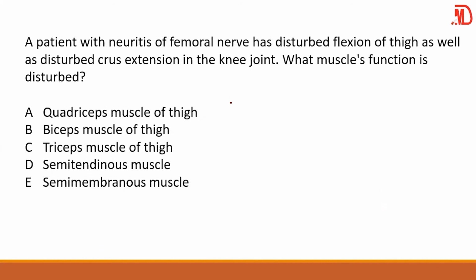A patient with neuritis of the femoral nerve, that means inflammation of the femoral nerve, has a disturbed flexion of the thigh as well as a disturbed extension in the knee joint. What muscle function is being disturbed? Over here we have the thigh, and also the knee joint. What group of muscles are responsible for these things? Literally what it means is that you cannot squat. Try squatting. You will see that your thigh and of course your knee will be involved.